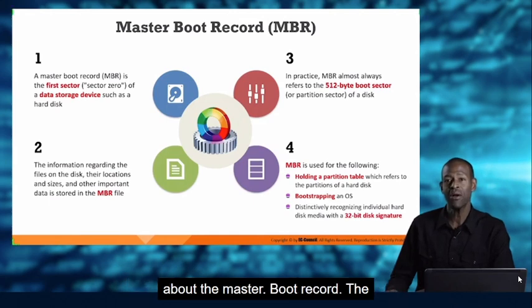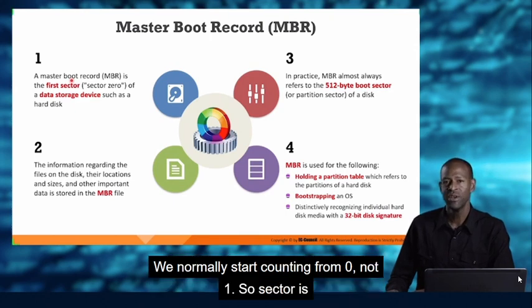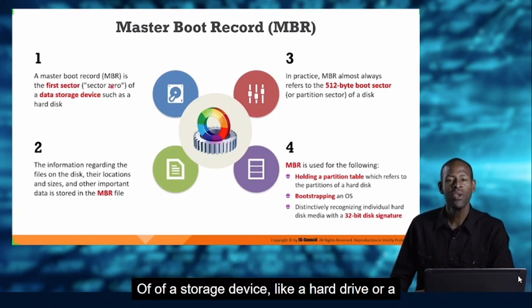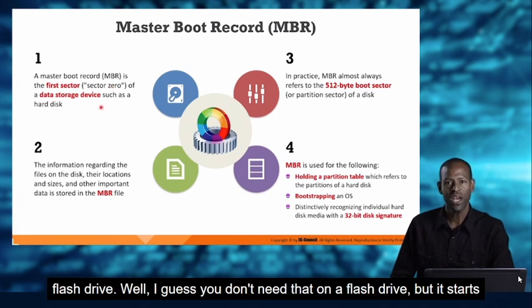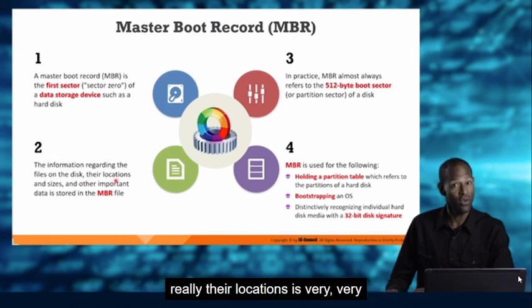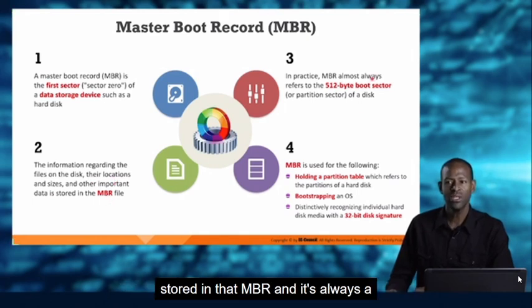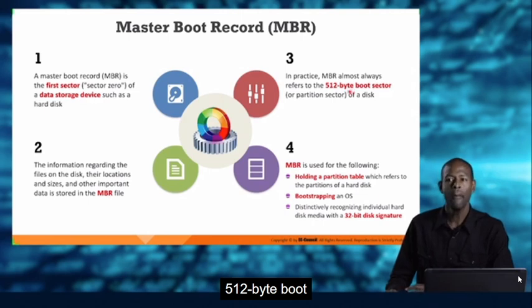All right, so let's talk about the master boot record. The master boot record is the first sector. And remember, when we're talking about hardware, we normally start counting from zero, not one. So sector zero of a storage device, like a hard drive or a flash drive. Well, I guess you don't need that on a flash drive, but it starts with sector zero. The information about the files on the disk and really their locations is very important for the MBR, and the sizes and other data is stored in that MBR. And it's always a 512 byte boot sector on a disk.